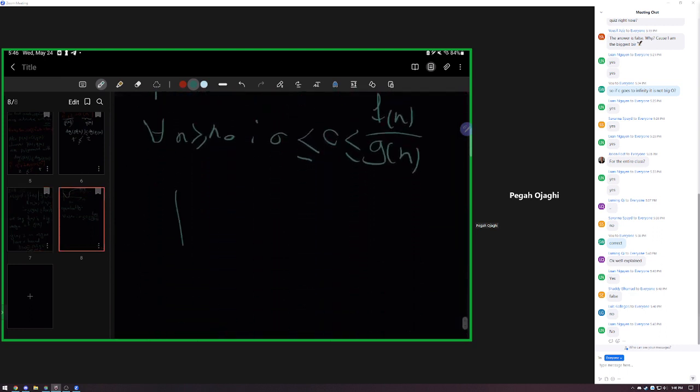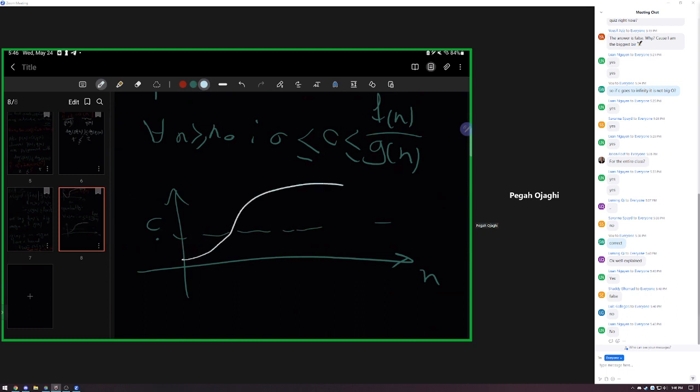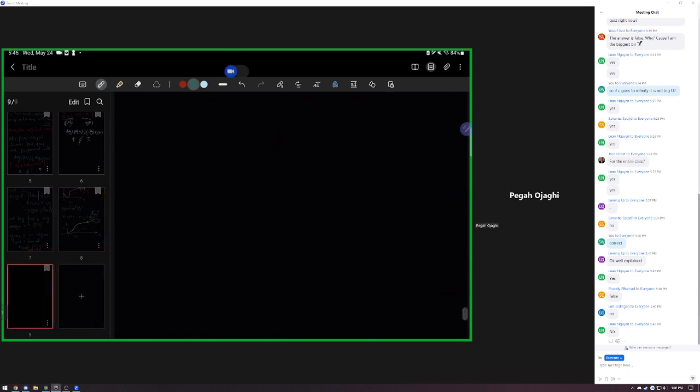So if you plot it again, probably this is going to be the way. You have n here. This is going to be c. And this is going to be your function. So you are going to have a position from n naught onward. That's going to happen. Does it make sense? Yeah.